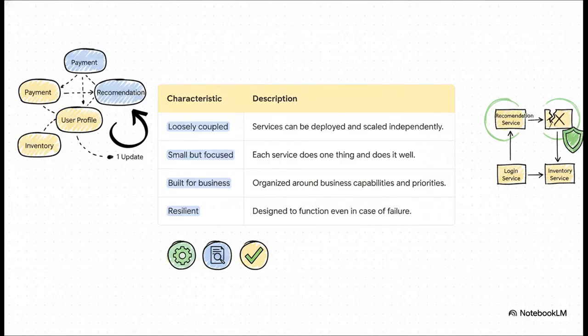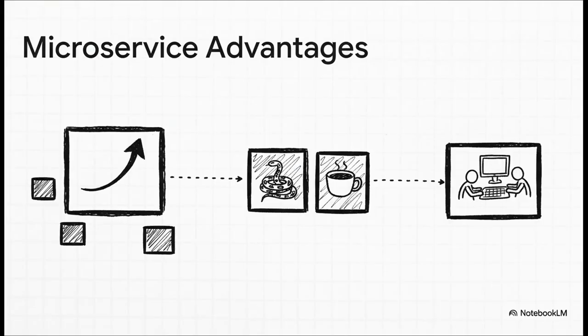The whole philosophy is built on a few key ideas. Services are loosely coupled, which means you can update the payment service without even touching the login service. They're small and super focused on a single business need. And, critically, they're resilient. The idea is, if the recommendation service fails, the rest of the application should just keep on working. So you can probably see how these advantages are a direct answer to all the monolith's problems, right?